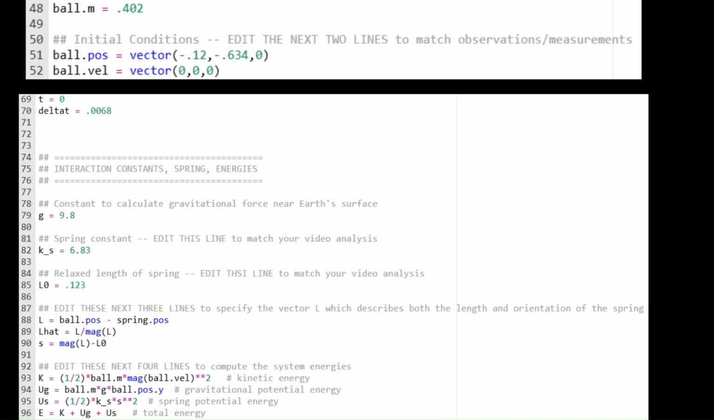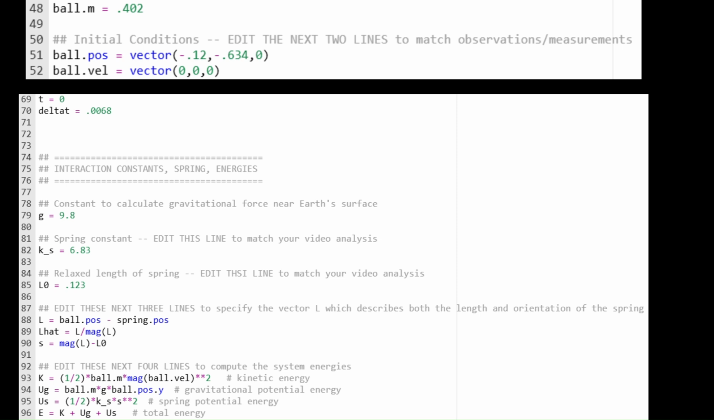The mass of the mass was correctly put in, along with its original position vector and its original velocity vector. Its original velocity vector was 0 because the mass started at rest. The delta t was set as small as it possibly could be without the code crashing.